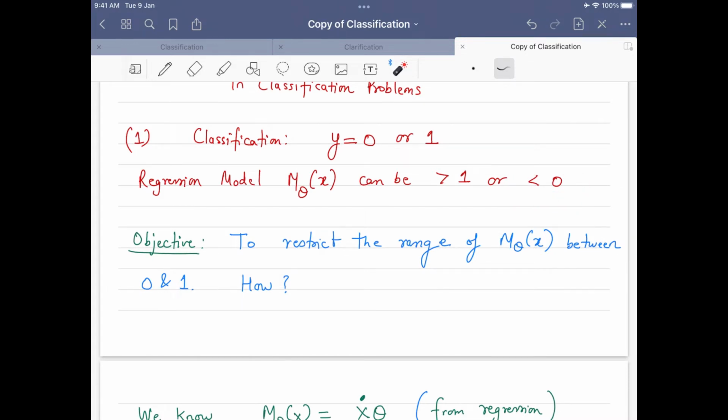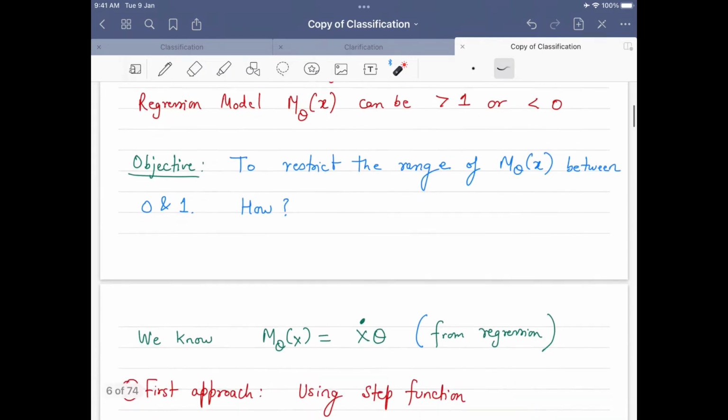So we want to address this problem because we know y is either 0 or 1, but your m theta is giving all the ranges from minus some value to plus some value. So there is no bound on that. So the question that comes naturally to us is how to restrict the range of m theta x so that it can be between 0 and 1. That is our main objective, because we want to restrict the range to lie in between 0 and 1.